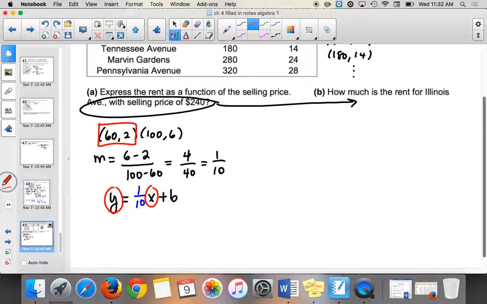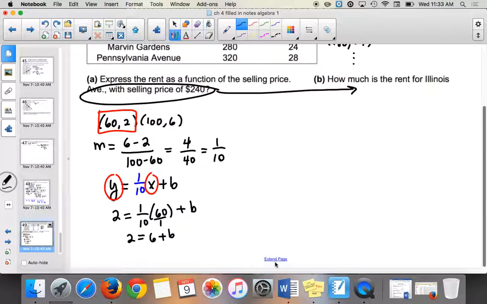So let's say we replace them with 60 and 2. If we do that, we would have 2 equals 1 over 10 times 60 plus b. What's 60 over 10? 6, right? So 2 equals 6 plus b. Sorry, I know b's look like 6's. Mine are not very good. I'm trying. You can always do a capital B if you want to as well. So subtract 6, I get negative 4 equals b. So my final equation is y equals 1/10 x minus 4.